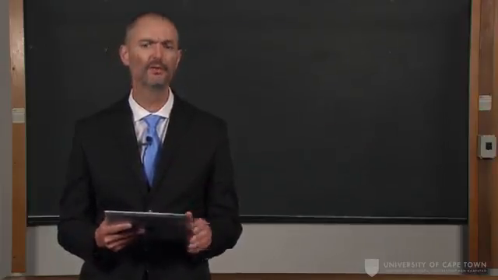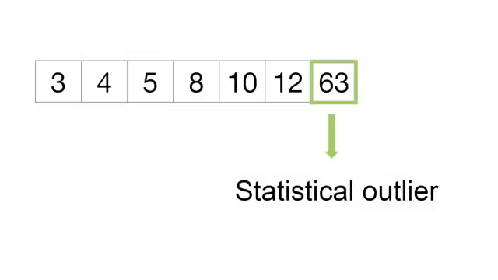So why do we use median there? Look at that value 63. As soon as you have a few values that are way different from the others, we call them statistical outliers, it's much better to use the median.